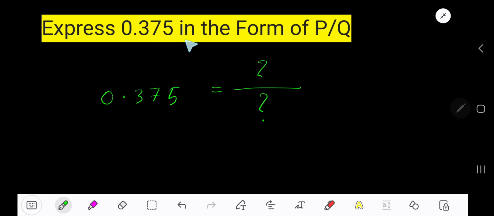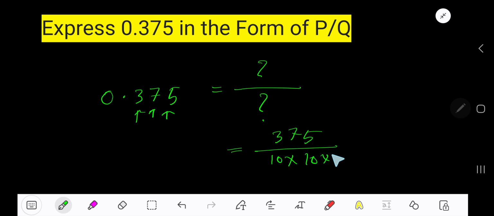Express 0.375 in the form of p by q. Okay, that is how to express 0.375 in the fraction form with lowest term or simplified. So for getting a fraction, we need a numerator and denominator. For the numerator, just keep this decimal and write the number you are getting, and for the denominator, for every digit after the decimal you have to consider 10: 10 for 3, and 10 for 7, and 10 for 5.